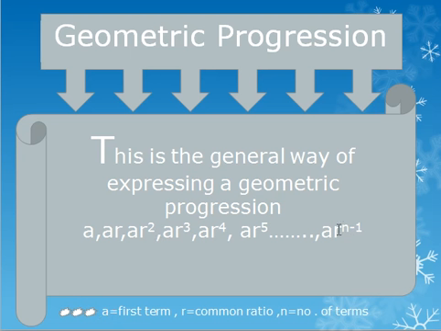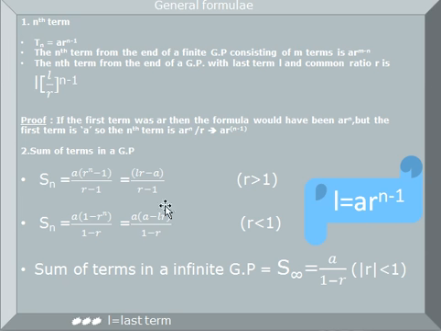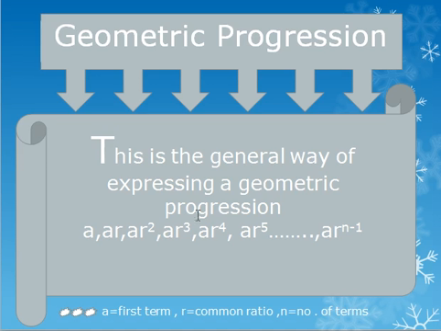So the last term will be ar to the power of the number of terms minus 1. These are the general formulas. First, the formula for the nth term: nth term equals a into r to the power of n minus 1. So here there are only n terms. That's why the nth term is the last term, and that's why I told you that ar to the power of n minus 1 is the last term.